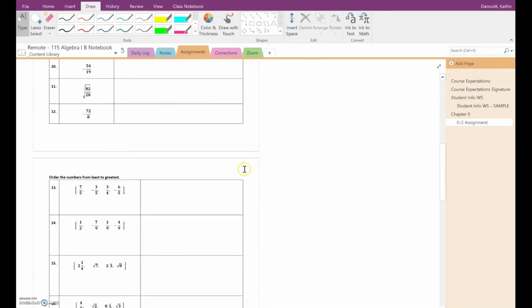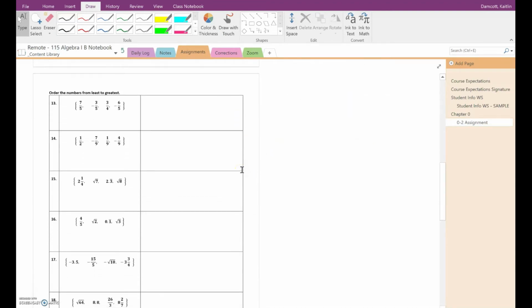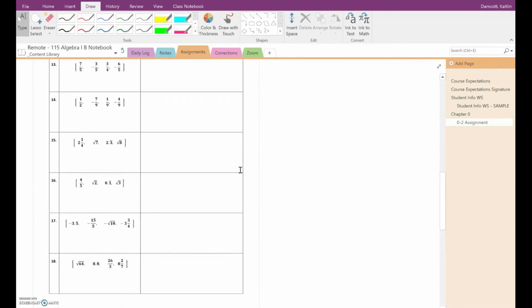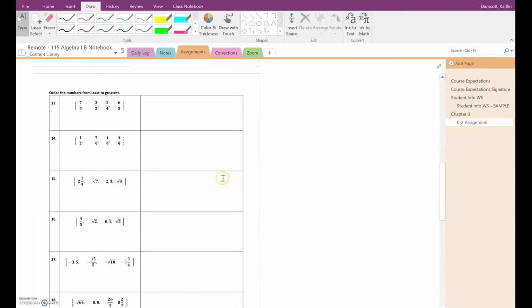Okay, moving on to the next example. Order the numbers from least to greatest. This is the second example. For this, you're going to want to take the numbers they give you and put them in decimal form. That way you can more easily compare them.